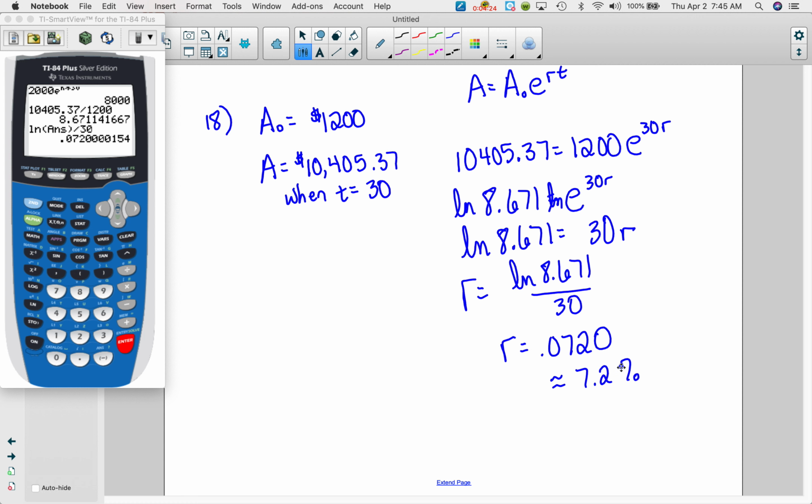And then to get the doubling time, I want to know when I double my money. I started with 1,200, so when will you have 2,400? So then we have e to the 0.0720 T. I'm assuming you could solve that now. You would divide, so we would have this. So I think you get the idea. So that should be enough.